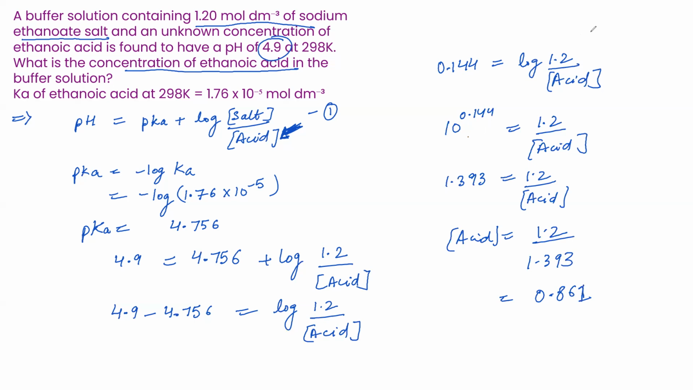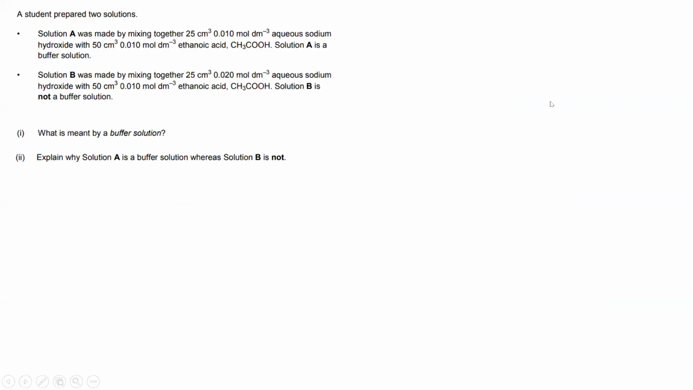Now let us move to the next question. Okay. So basically what they say here: a student prepared two solutions. Solution A was made by mixing 25 centimeter cube of 0.01 mole per decimeter cube aqueous sodium hydroxide with 50 centimeter cube of 0.01 mole per decimeter cube of ethanoic acid. So solution A is a buffer solution. And similarly, they have prepared solution B, but what they are saying is that solution B is not a buffer.